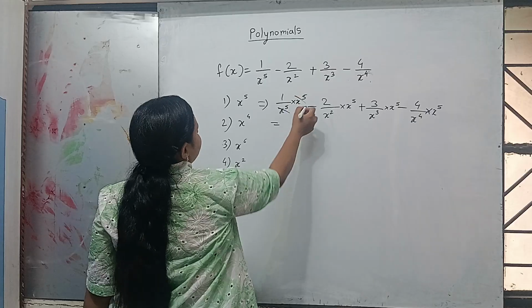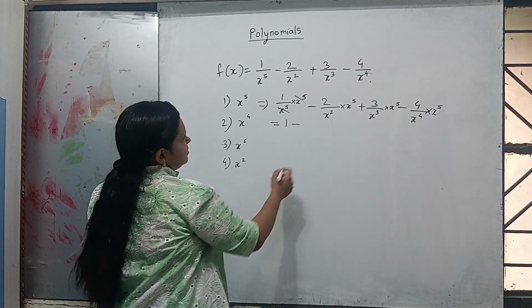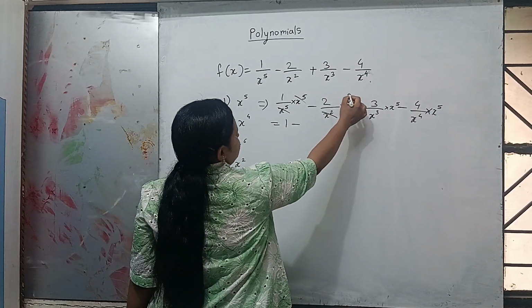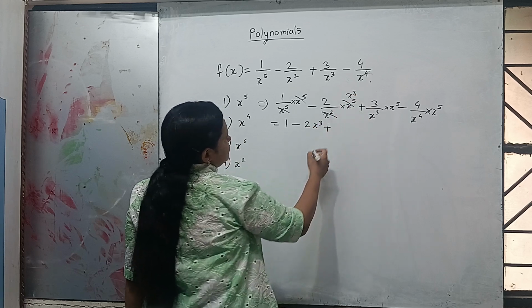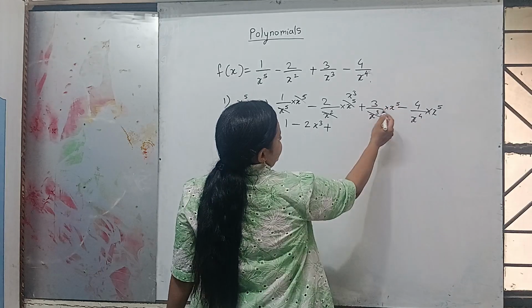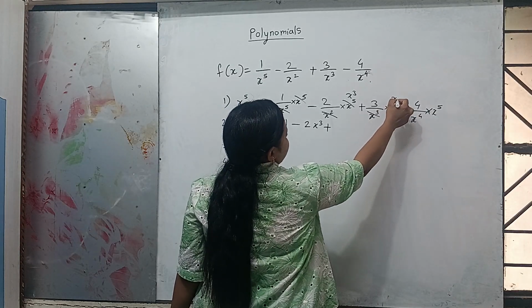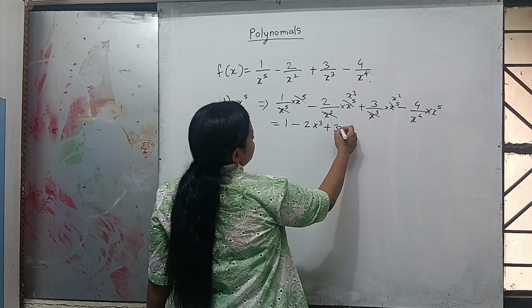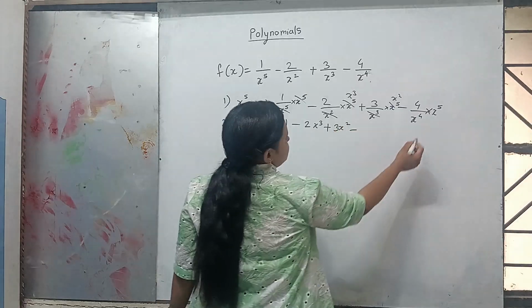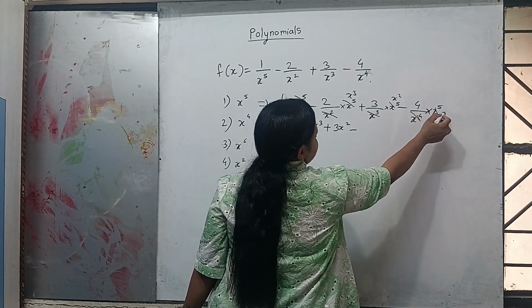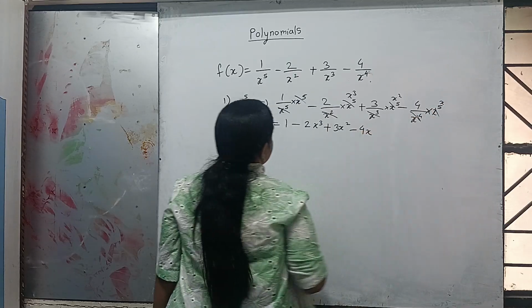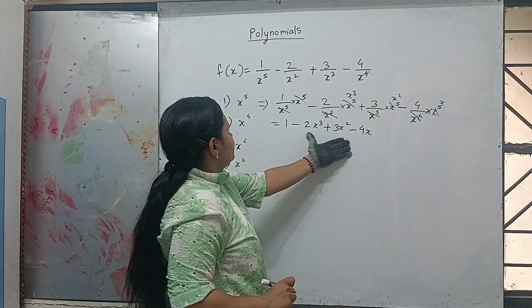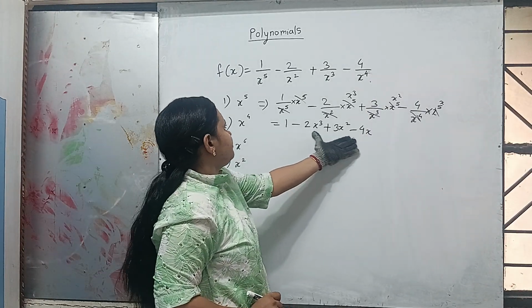X to the power 5 will get cancelled. We will get here 1 minus x square, and here we will get x cube plus x cube will get cancelled with this cube, and here it is remaining x square plus 3x square, minus 4x will get cancelled with 4x. Here it will be remaining 4x. So is it a polynomial? Yes, it is a polynomial.